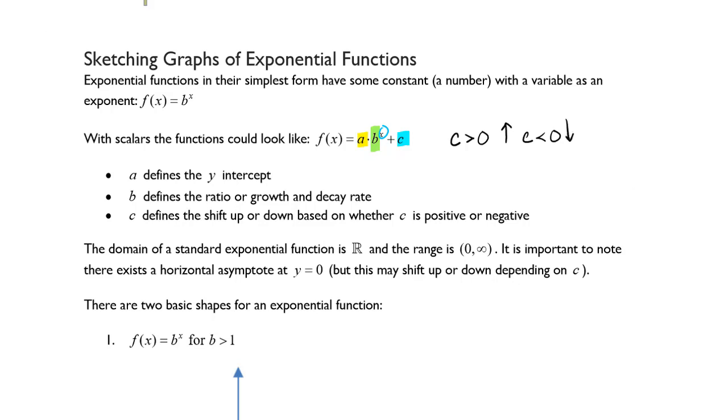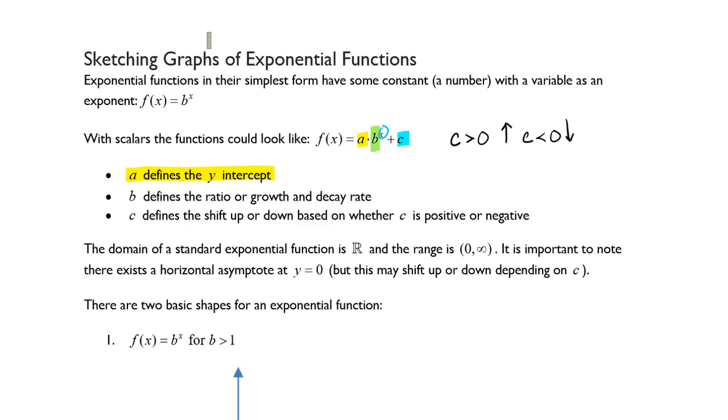With respect to this new notation for the function, a defines the y-intercept. So if a is some number other than 1, say 3, it would make the function cross at 3 at x equals 0, instead of 1 like we saw in the previous video.